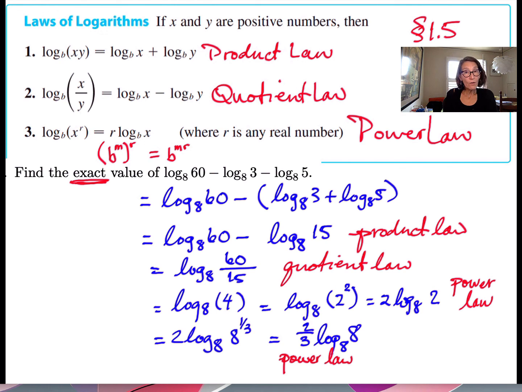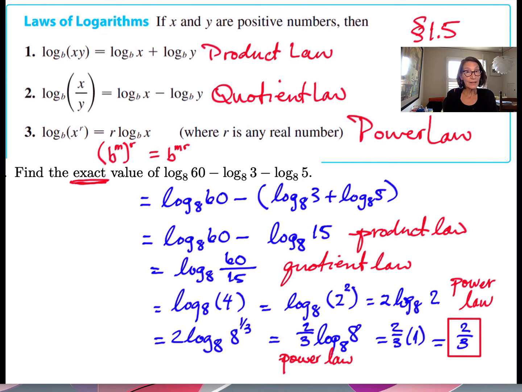So now, notice log base 8 of 8. What does that mean? It means the exponent you have to raise 8 to get 8. Well, that exponent is 1. Log base b of b is always 1. So now I just have 2/3 times 1. So my final answer is 2/3. That's exact. Fractions are exact. Decimals often are not, unless they are finite.